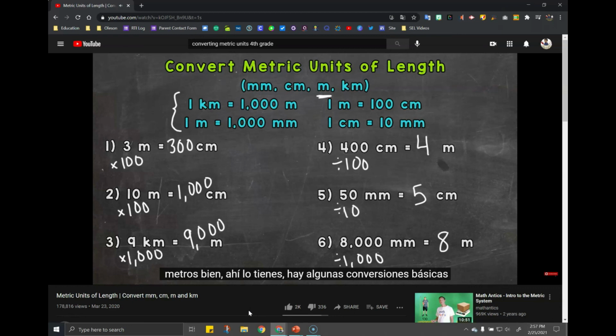All right, so there you have it. There are some basic conversions within metric units of length, specifically millimeters, centimeters, meters, and kilometers.